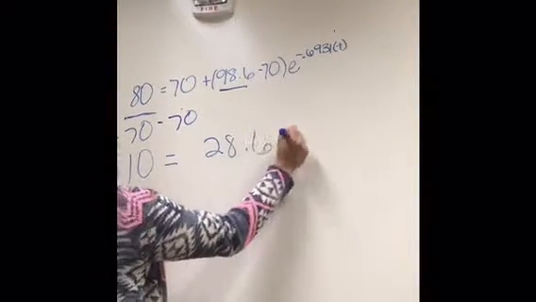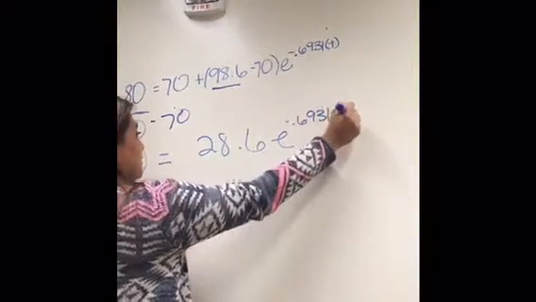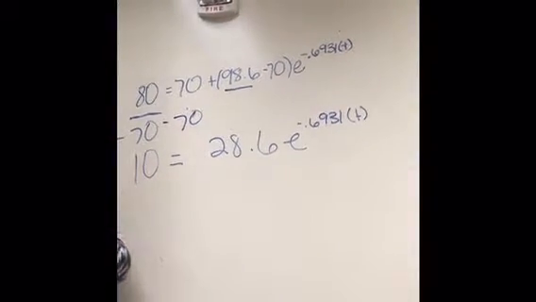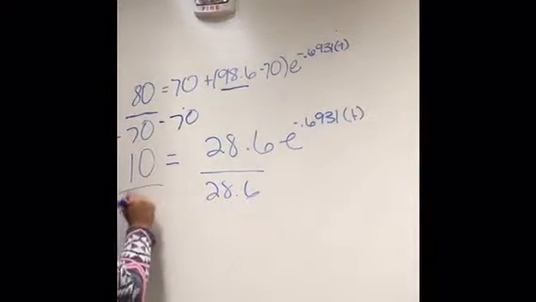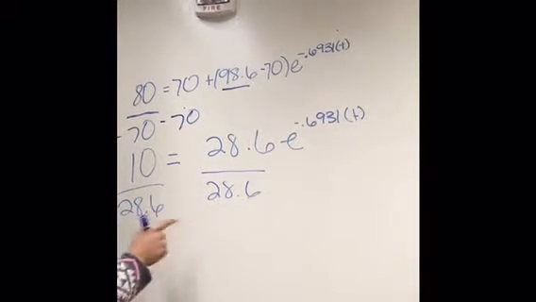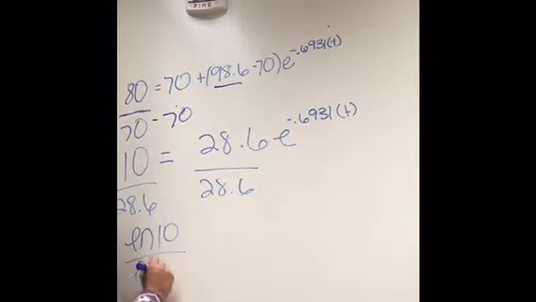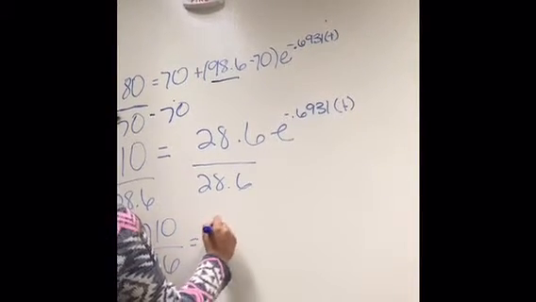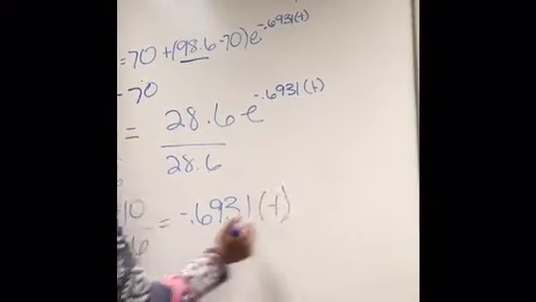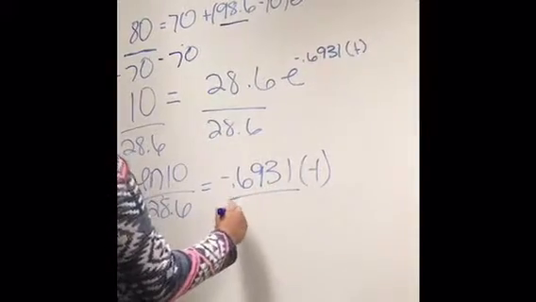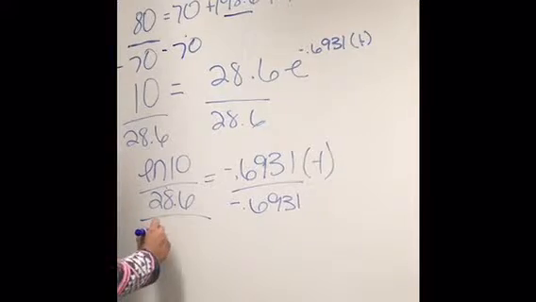So we subtract 70 from 80, and we get 10, which equals 28.6e^(-0.6931t). We then divide by 28.6 and then take ln to get rid of the e. And then once we do that, we divide by negative 0.6931 to get t by itself.